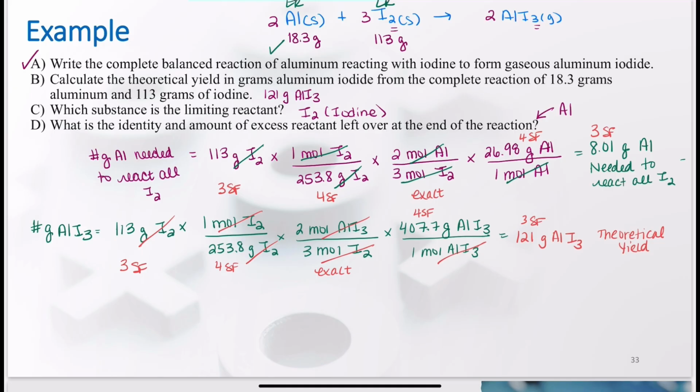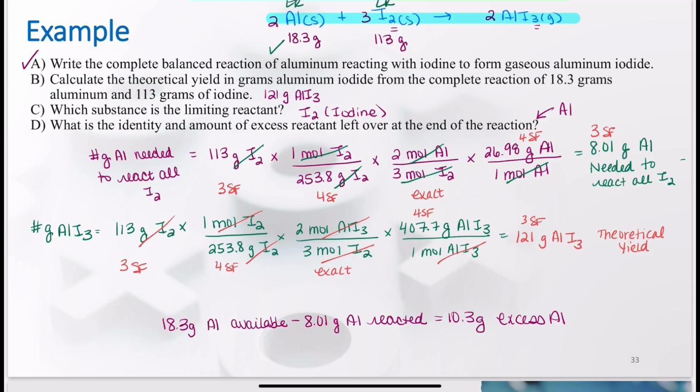Because of the way we did the math, it actually is quite easy to tell how much is left over. We have 18.3 grams of aluminum available, and we need 8.01 grams of aluminum to react all of our I2. This gives us 10.3 grams of excess aluminum at the end of the reaction. So we've got our balanced reaction. We've got our theoretical yield. We've got our limiting reactant. And we've got our excess reactant identity and amount.